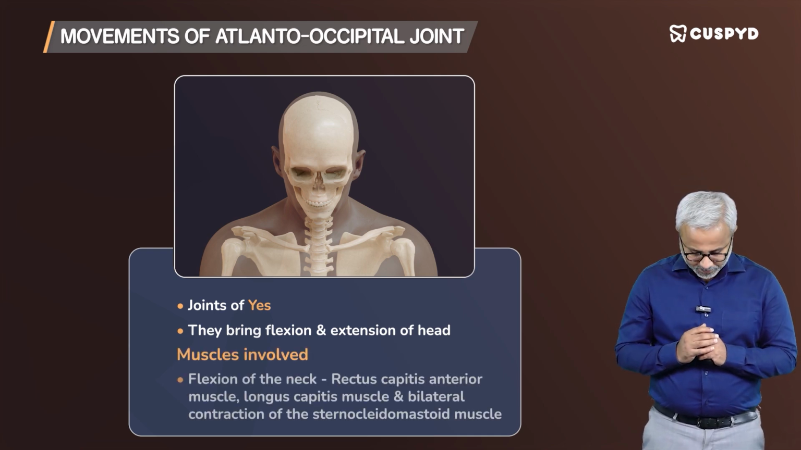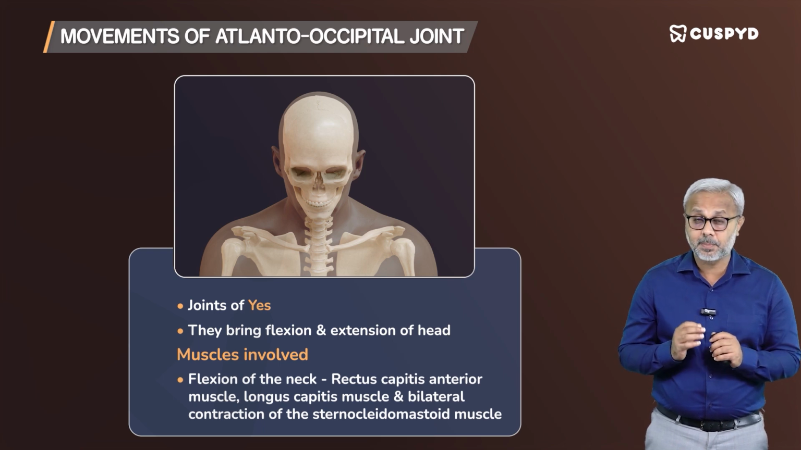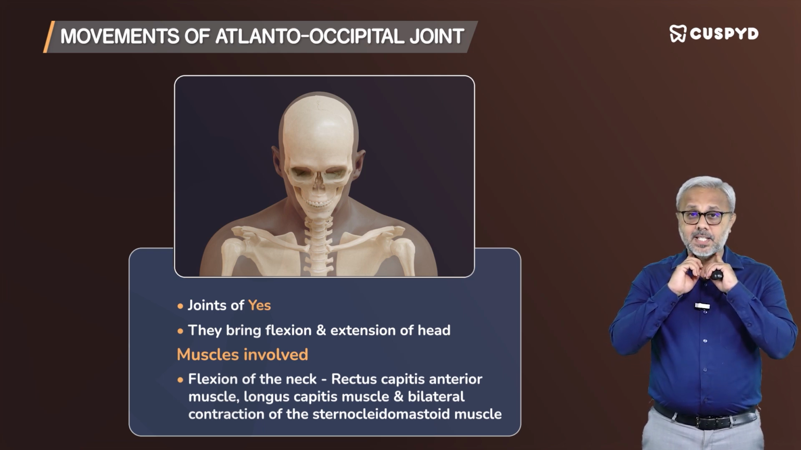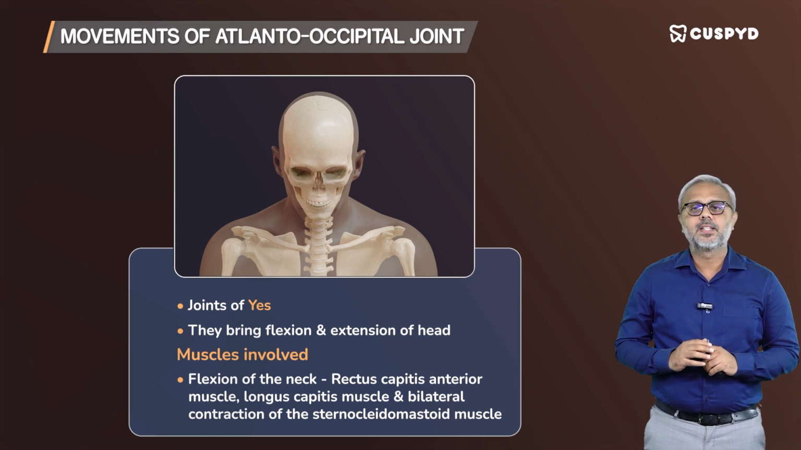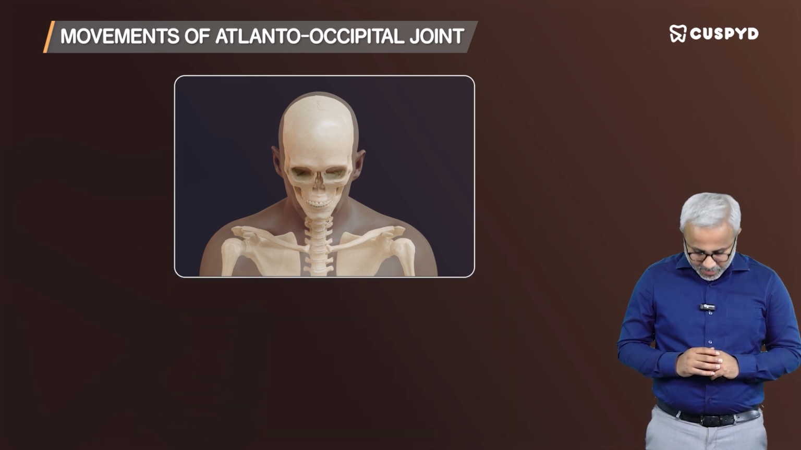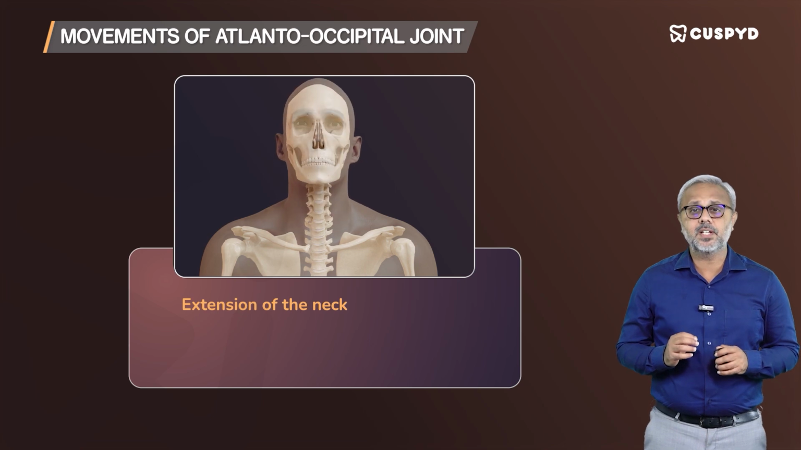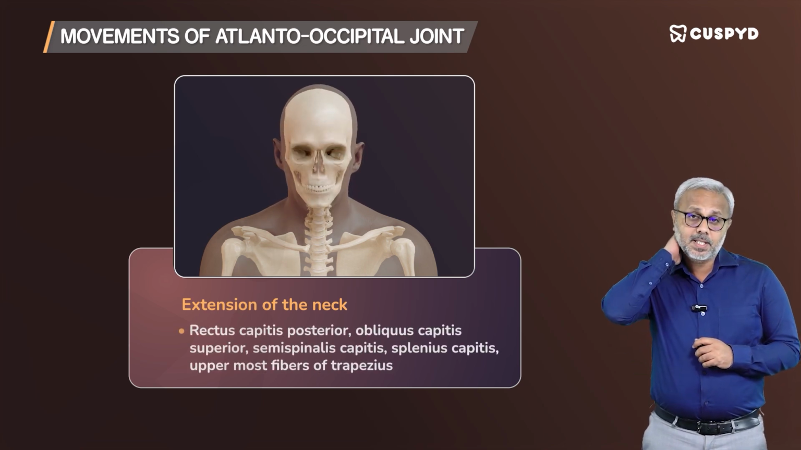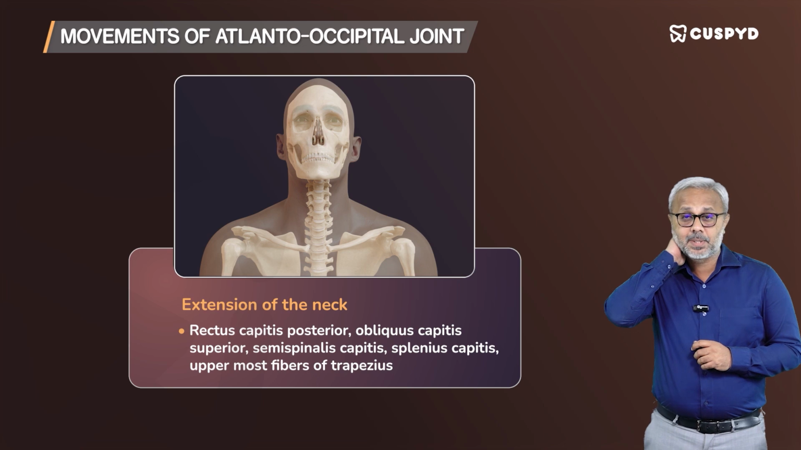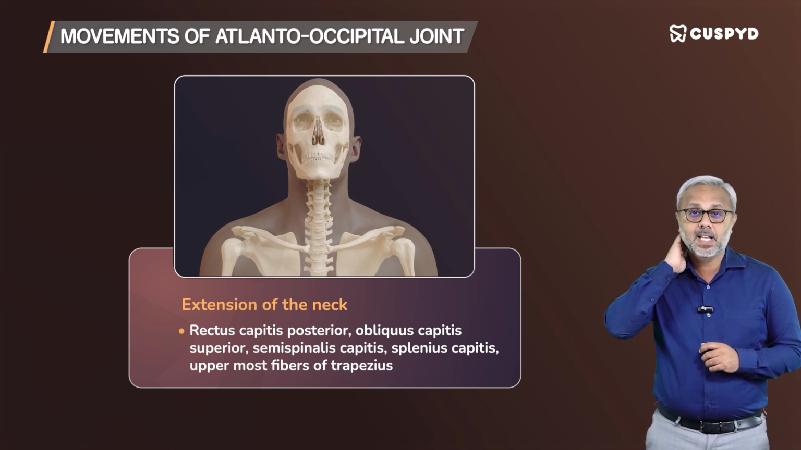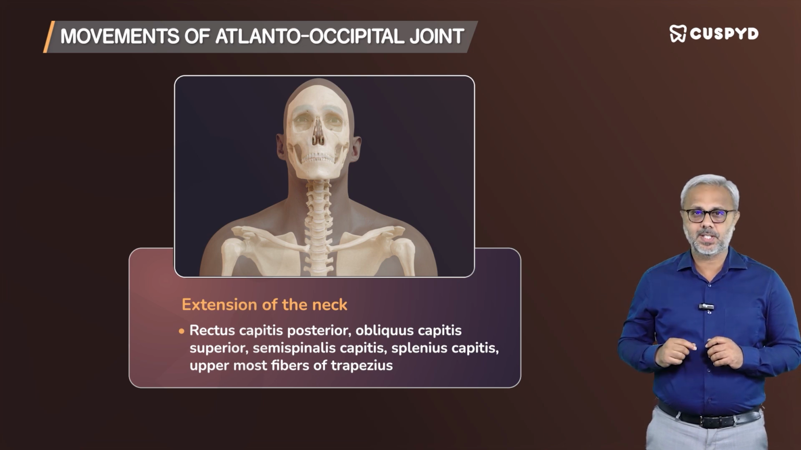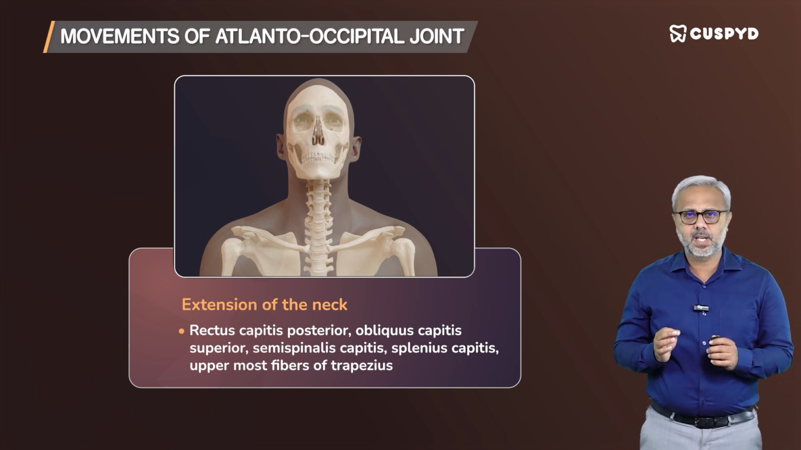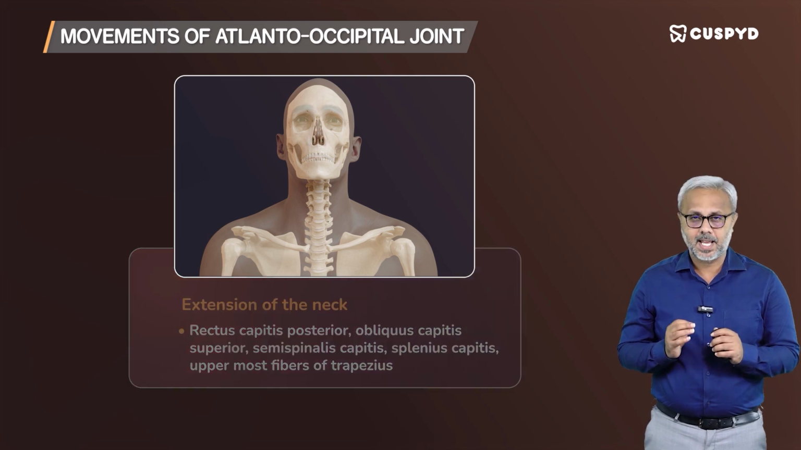The flexion of the head or the neck is brought about by the rectus capitis anterior muscle, the longus capitis muscle and the bilateral contraction of the sternocleidomastoid muscles. This brings about flexion of the neck. Extension of the neck is the opposite action, which is produced by the rectus capitis posterior, obliquus capitis superior, semispinalis capitis, splenius capitis and the uppermost fibers of trapezius. All these muscles act together, bringing about extension of the neck.